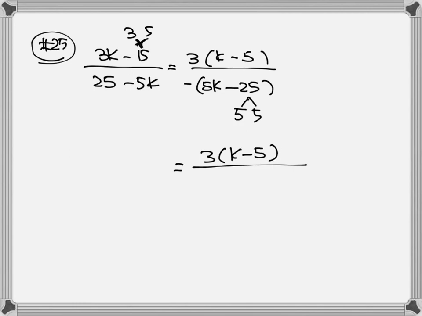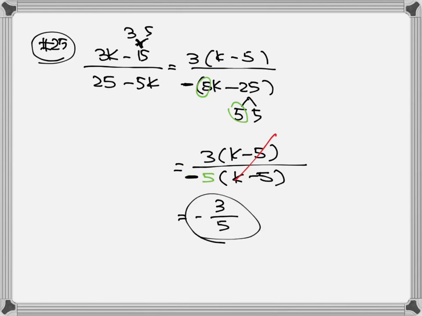Down here, you can see my common factor is 5, so 5 can go out. Keep the negative sign. I have k minus 5. After that, up and bottom you have exactly the same expression, so you can cancel, you can reduce. My answer will be negative 3 over 5. So that's my answer. Okay, let's look at the next one.